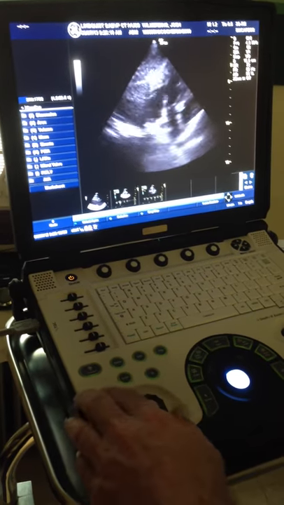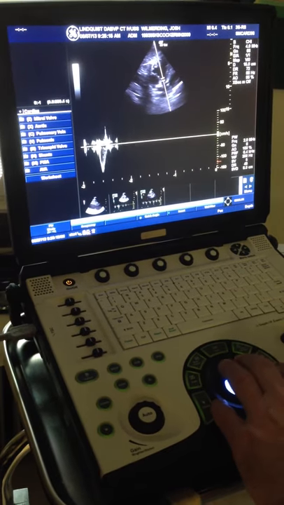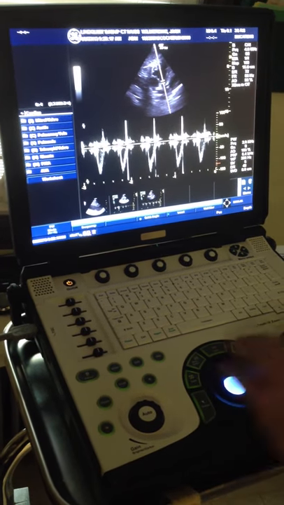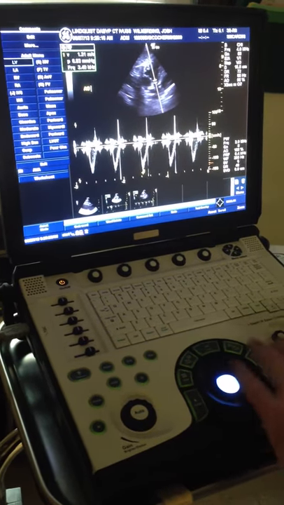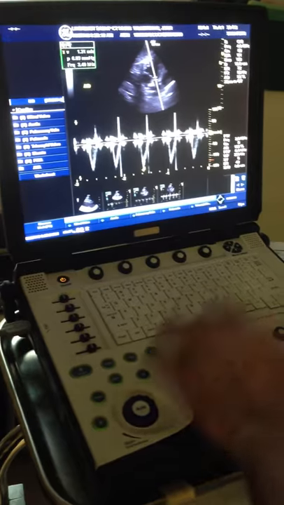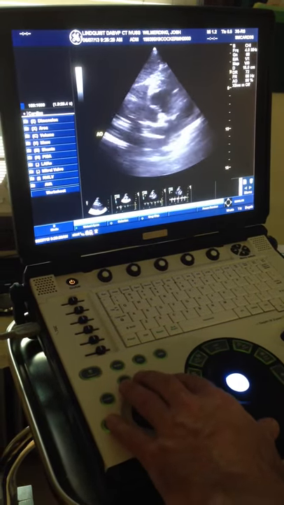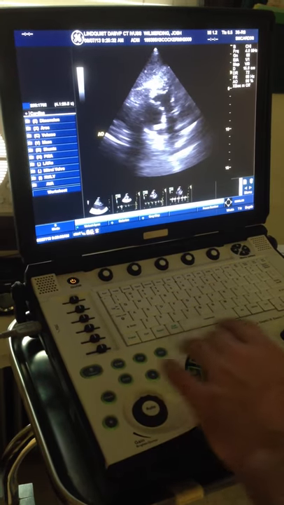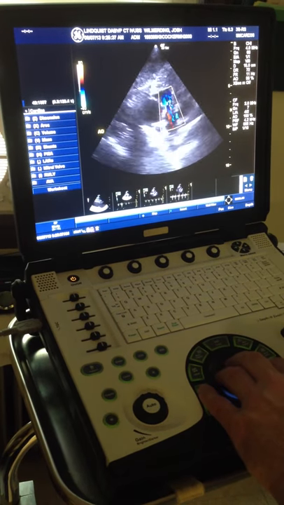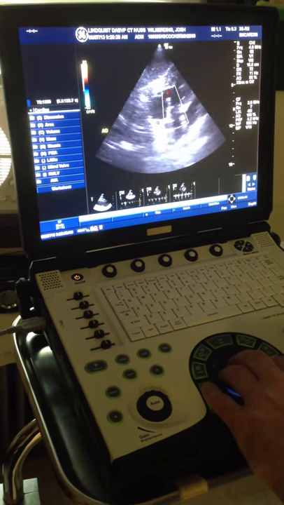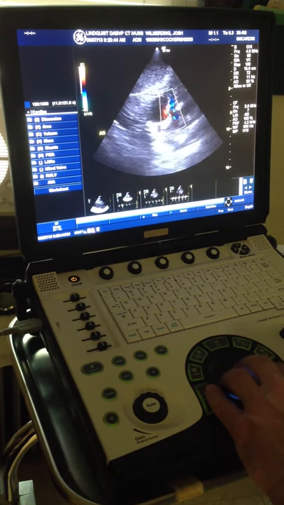So here I can get my aortic outflow as well. Nice clean envelope. Up to 2 meters per second is essentially normal on the aortic outflow. And with this, I can check for other regurgitant flows and measure them if need be. Remember, blue is away, red is towards the transducer, and you see that there's only blue flow coming down the aorta here.